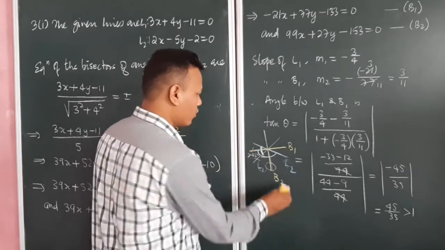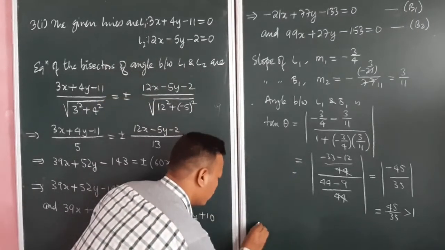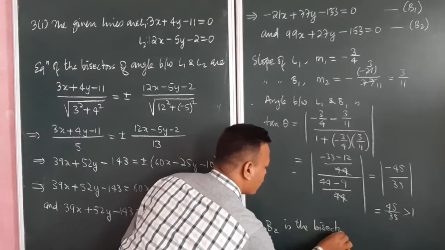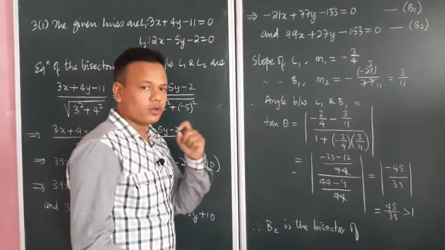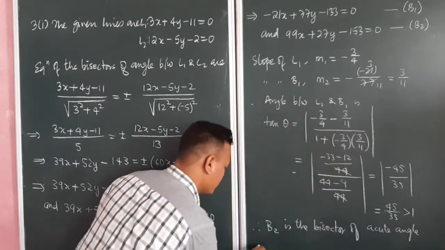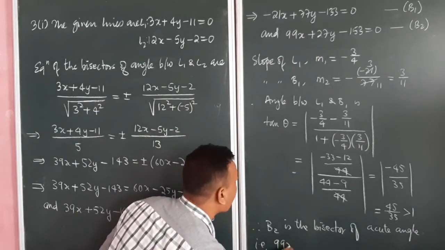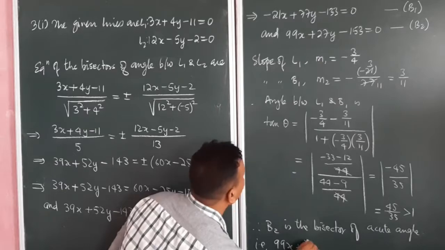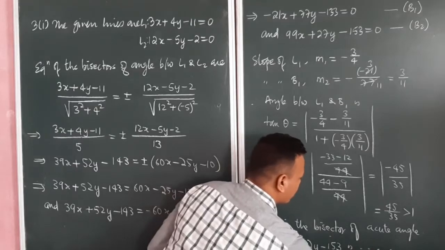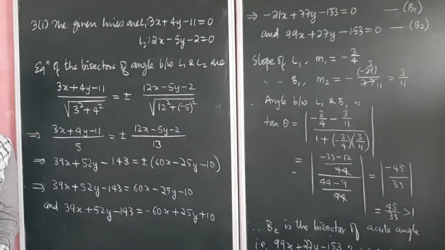All right. So therefore, at last you will write: therefore, B2 is the bisector of the acute angle. And what is B2? B2 is this one, 99x plus 27y minus 153. It is the bisector of the acute angle. That's what you need to write at the end. So pause the video to note it down.